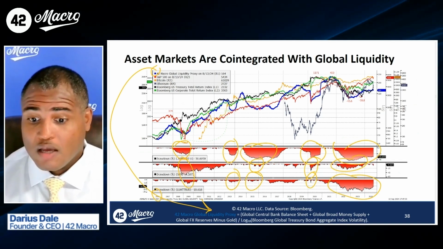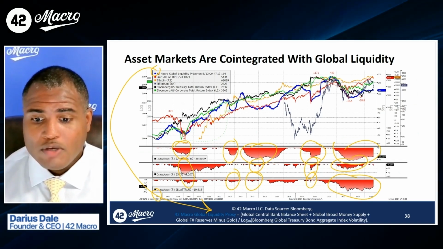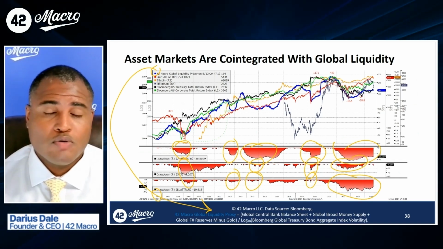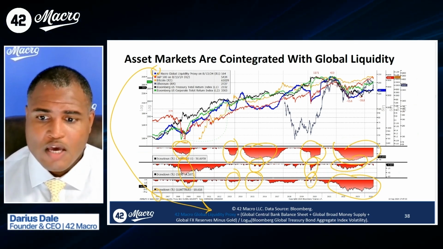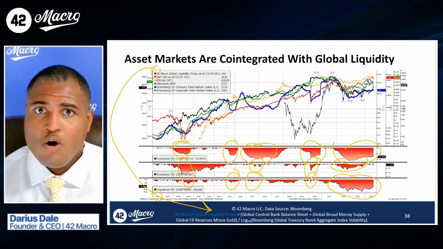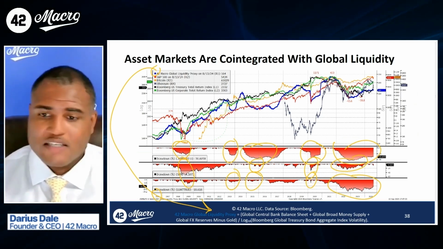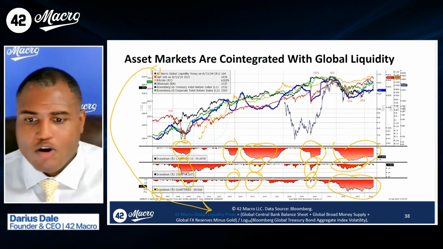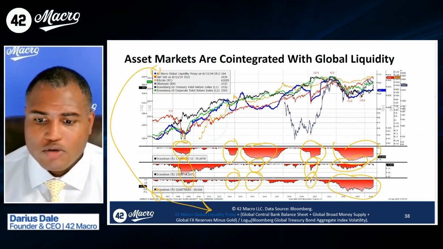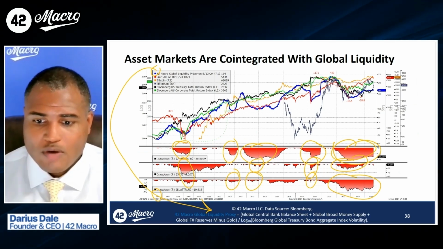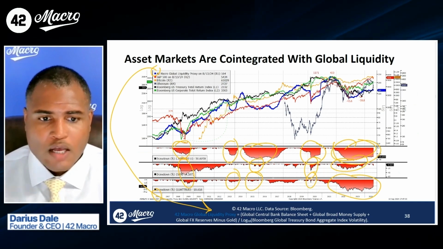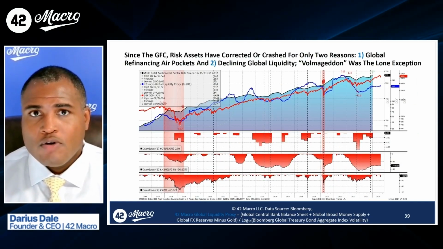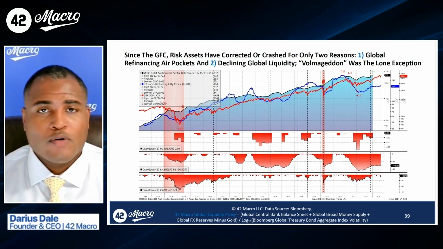I want to say on a combined basis, the drawdown we saw in the stock and bond market in 2022 was, in fact, the largest drawdown we've ever seen in those two asset classes on a combined basis, or I think it was probably the worst since going back to the Great Depression. It's one of those two. I can't recall off the top of my head, but as you can see, this is one of the biggest, steepest drawdowns we ever saw in our global liquidity proxy, and it was very consistent with what we saw in the stock and bond markets as well. Since the global financial crisis, risk assets have corrected or crashed for only two reasons.